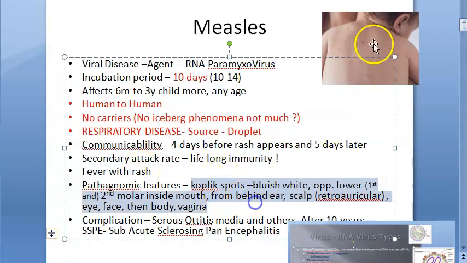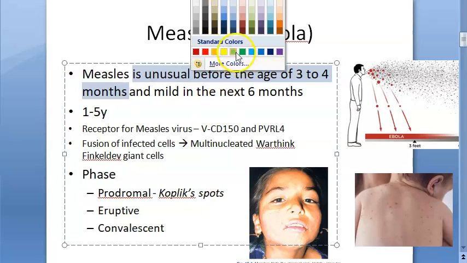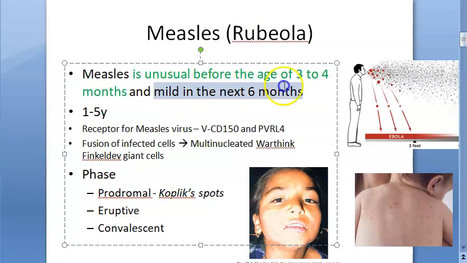Then here you will have some Koplik spots. That is the pathognomonic feature. Bluish white, they will be opposite the lower second molar, that is in the buccal mucosa, in the mouth. So it is also called as rubeola. So we said 6 months to 3 years child, right? Mostly affects. It is unusual before the age of 4 months. Before 4 months, it is not going to be there. That's good, right? That's why they said 6 months to 3 years. And mild in the next 6 months. In the next 6 months, if it occurs also, it's mild. Looks like it's protected. The mother's antibodies are protecting, is it?